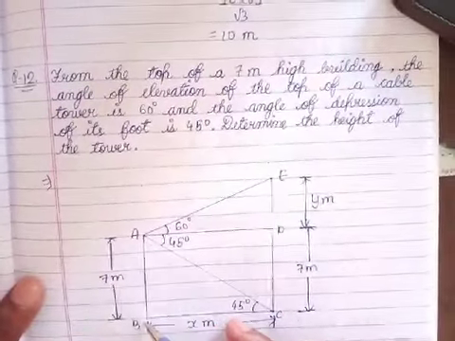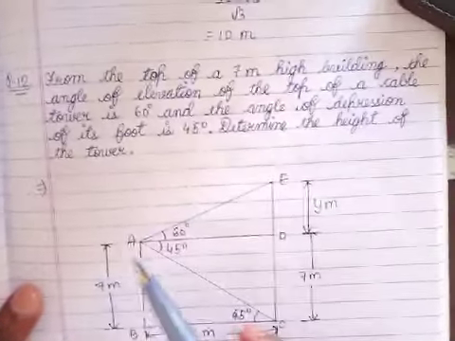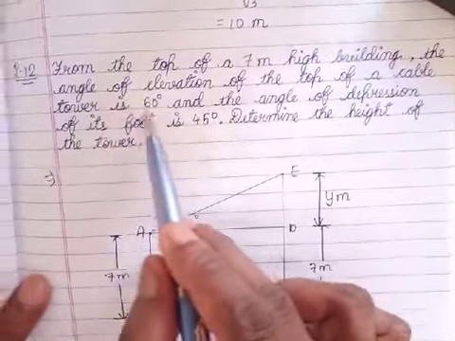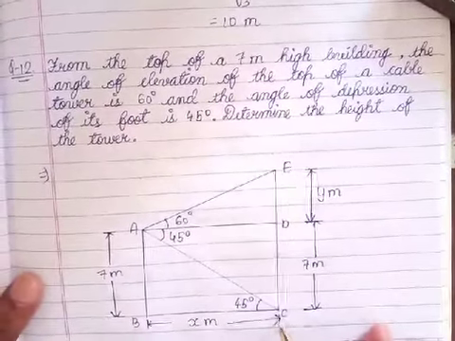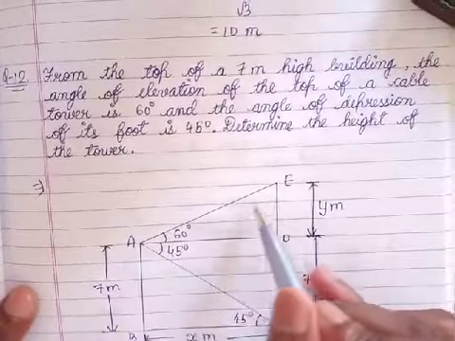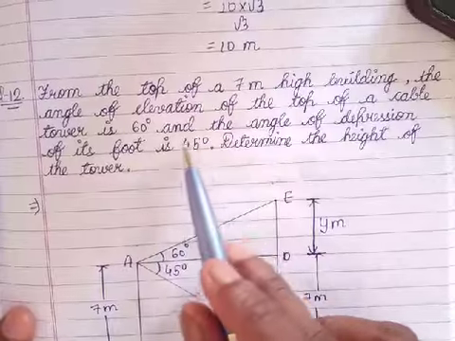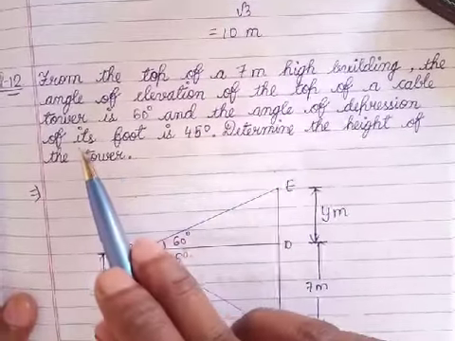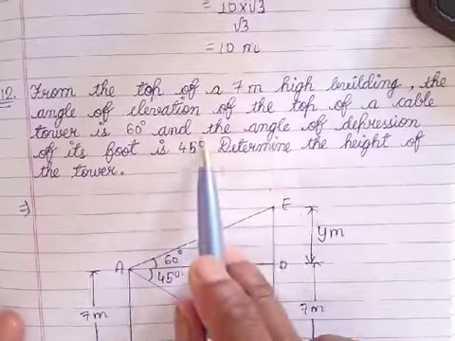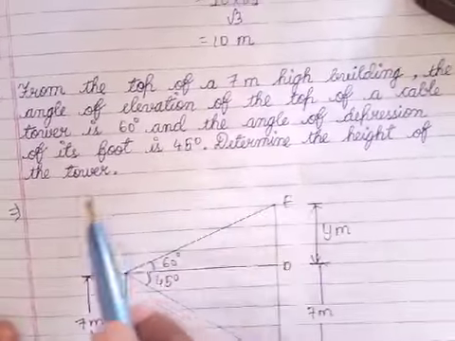From the top of a 7 meter high building, so AB is the height of the building, which is 7 meter, the angle of elevation of the top of a cable tower is 60 degrees. This is the tower CE, the cable tower, whose angle of elevation is 60 degrees. So this is 60 degrees. And the angle of depression, depression means when you are at the top and you are looking down, the angle of depression of its foot is 45 degrees. Determine the height of the tower.